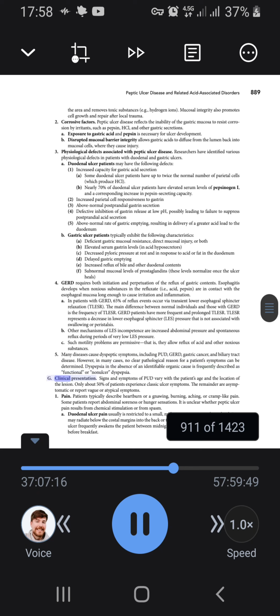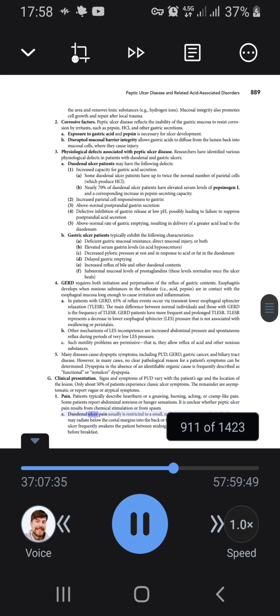G. Clinical presentation. Signs and symptoms of PUD vary with the patient's age and the location of the lesion. Only about 50% of patients experience classic ulcer symptoms. The remainder are asymptomatic or report vague or atypical symptoms. 1. Pain. Patients typically describe heartburn or a gnawing, burning, aching, or cramp-like pain. Some patients report abdominal soreness or hunger sensations. It is unclear whether peptic ulcer pain results from chemical stimulation or from spasm.